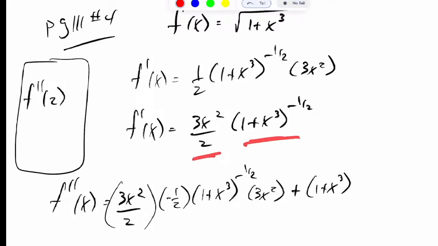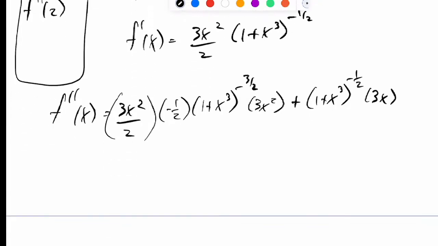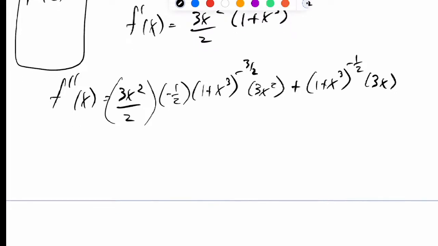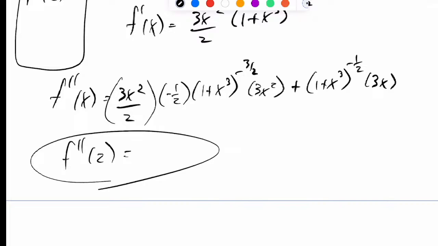So this is first times the derivative of the second. So derivative of the second, I dropped down the half, subtracted 1, just incorrectly, I should say. I thought something was off. And then derivative of the inside plus the second. And then derivative of the first is going to be 3x. Okay, Aeon, from here you can do this. We did this in class already, but you evaluate this at 2. Sub in a 2, you get your answer.